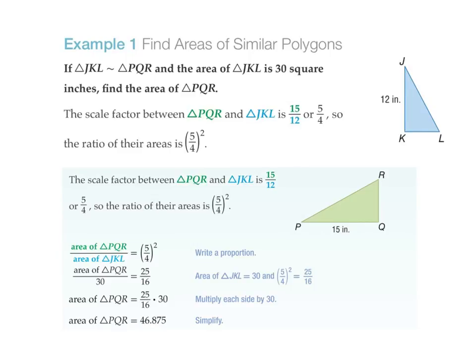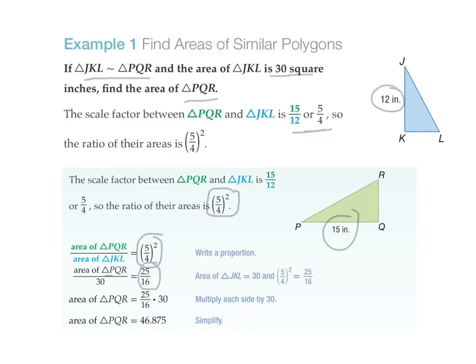So let's have a look at example 1, find the areas of similar figures. It tells you, and make sure you read the statement, that they are similar. The area of the smaller one is 30. What is the area of the bigger one? Well, first of all, find the scale factor of the bigger one to the smaller one. You've been given sides, which is 15 and 12, and that's why they've simplified it. So it's 15 over 12 or 5 over 4, and don't forget you've got to square them. So now if you square them, you get 25 over 16.